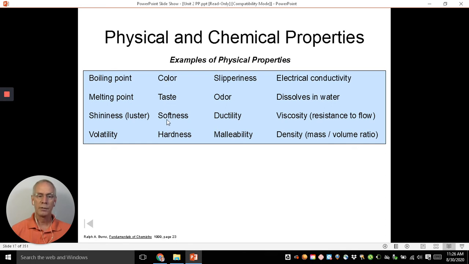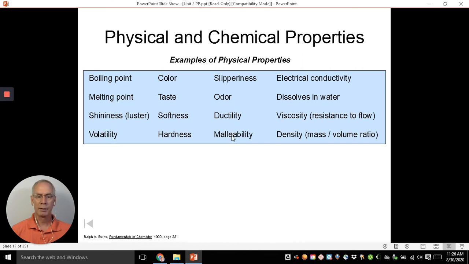You can use the Mohs scale of hardness to see if it's soft and can be compressed easy, or if it's hard like a diamond. Slipperiness is another property, a physical property. Bases, like a bar of soap, if you wash your hands, very slippery. That's a physical property of a base. You can tell if something has an odor or not, again, without changing the substance.